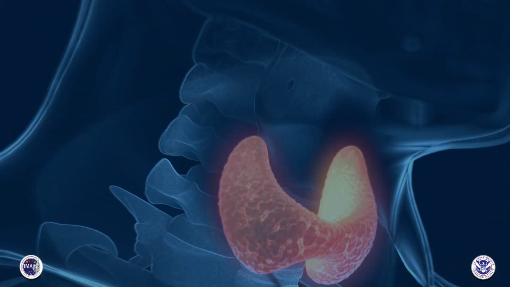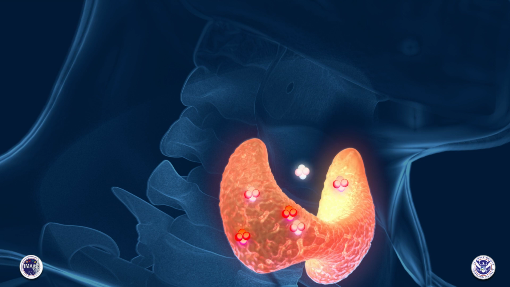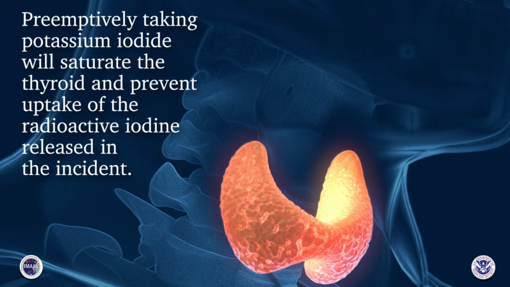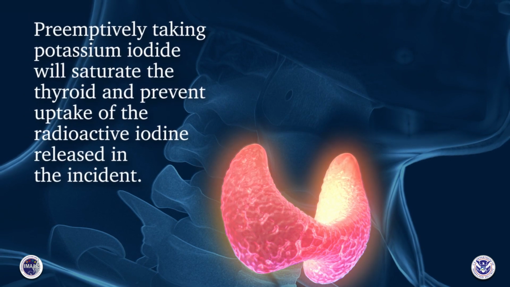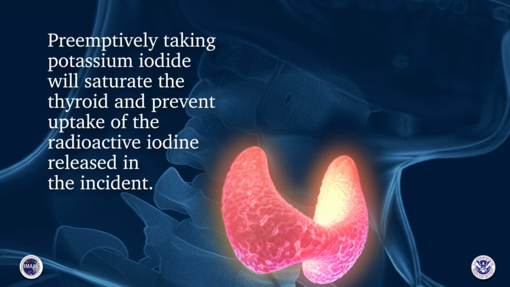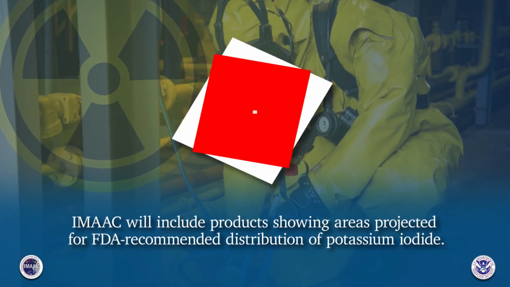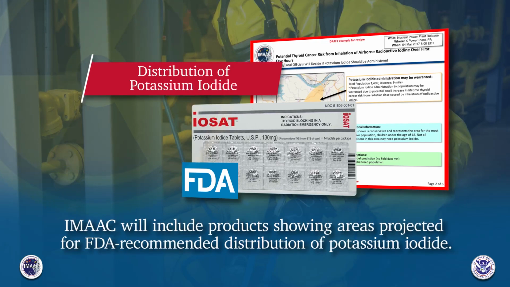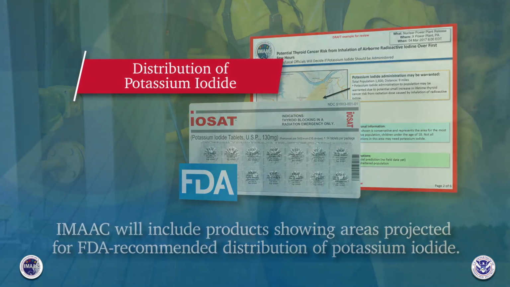When taken into the body by inhalation or ingestion, radioactive iodine is preferentially absorbed by the thyroid gland. Preemptively taking potassium iodide, which contains a non-radioactive form of iodine, will saturate the thyroid and prevent uptake of the radioactive iodine that is released in the incident. An IMAC response to a nuclear power plant incident will include products showing areas where thyroid doses are projected to reach the threshold for FDA-recommended distribution of potassium iodide.